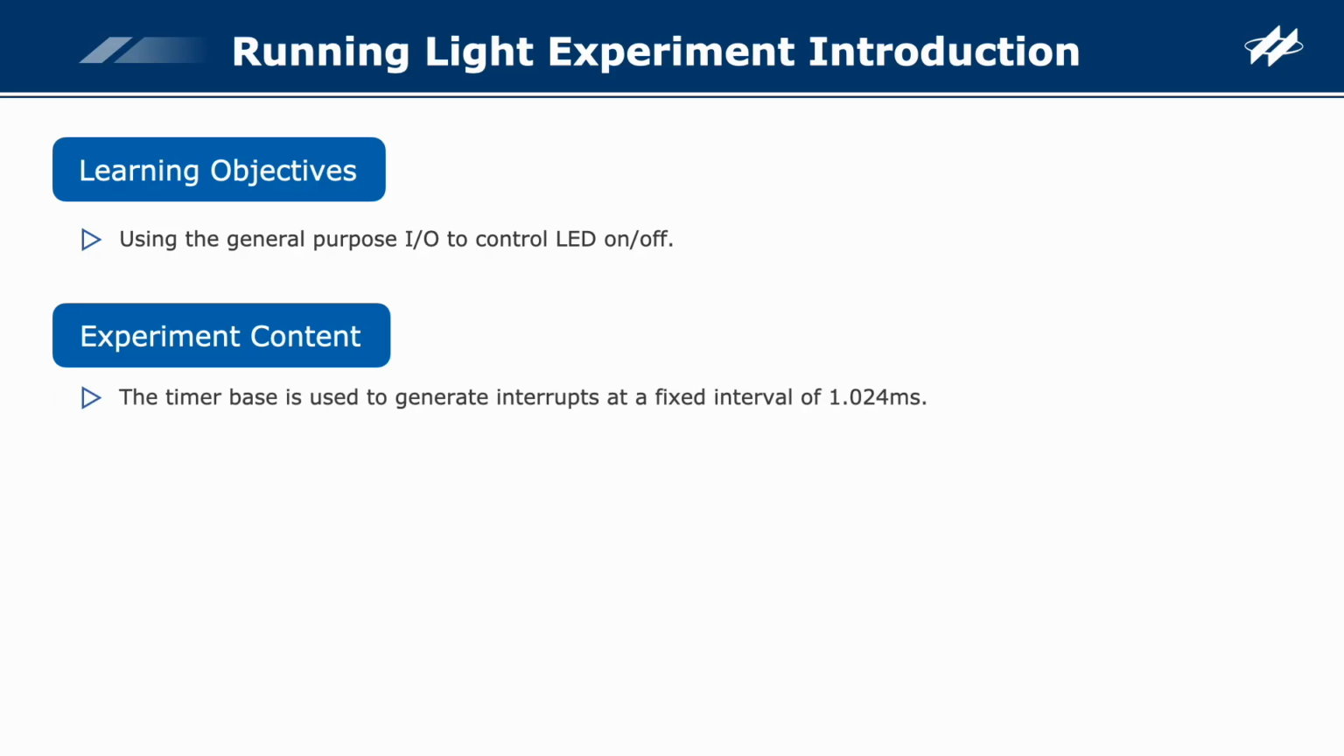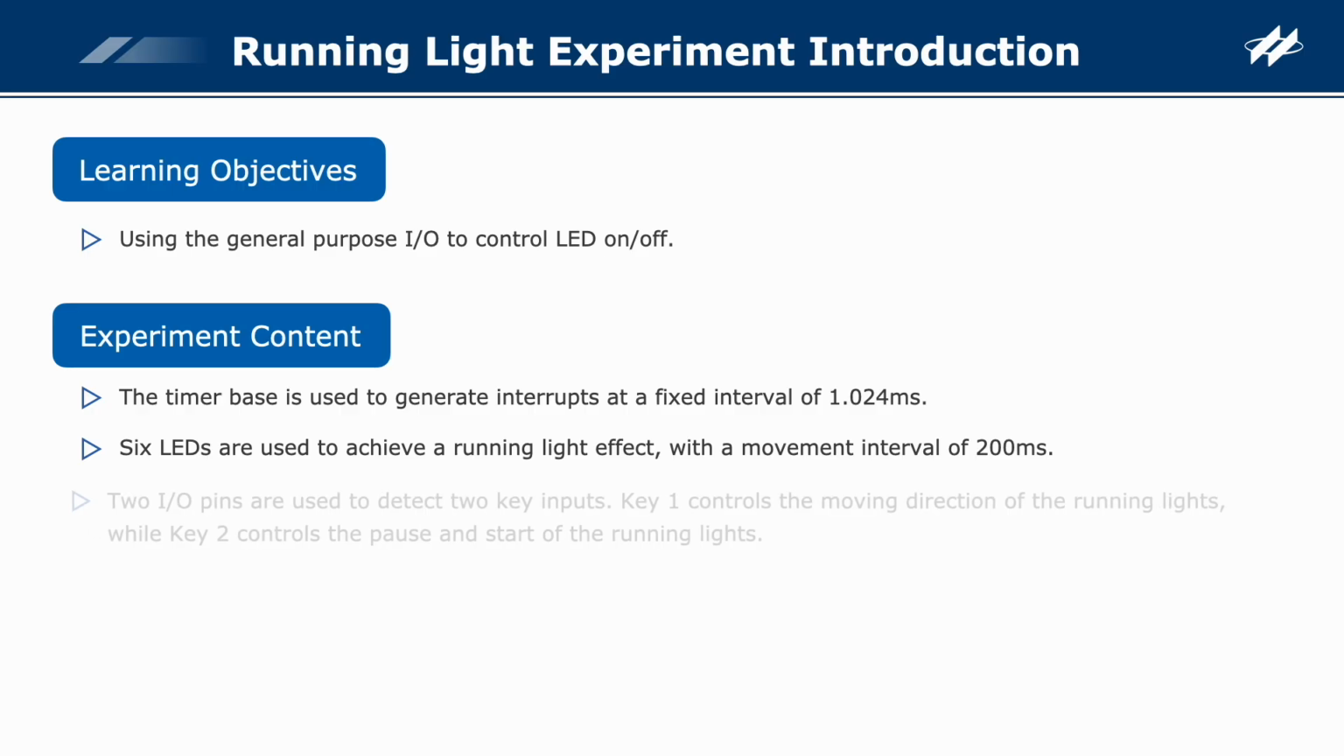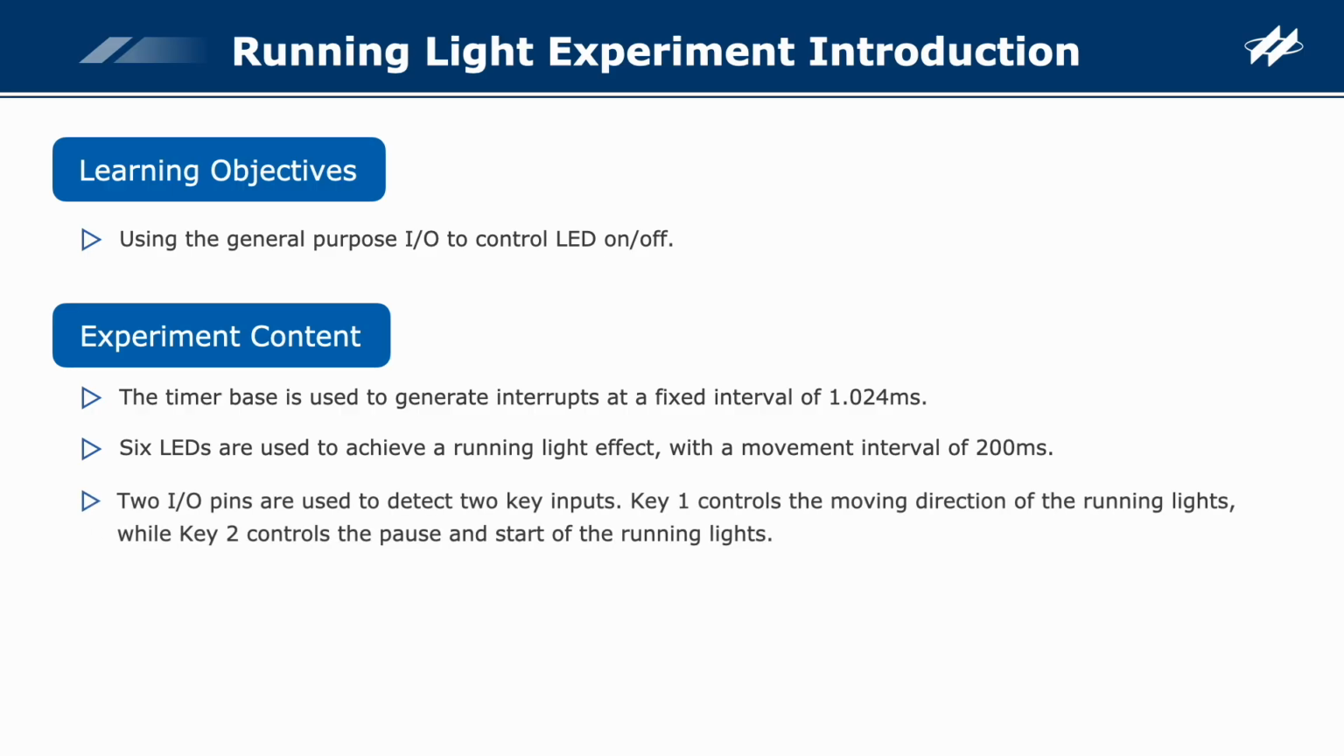First, a 1.024 milliseconds interrupt is implemented using time base 0 for subsequent timing operations. Then, 6 LEDs are used to achieve a running light effect with a movement interval of 200 milliseconds. Additionally, 2 I/O pins are used for key detection. Key 1 controls the moving direction of the running lights, and Key 2 controls their pause and start.